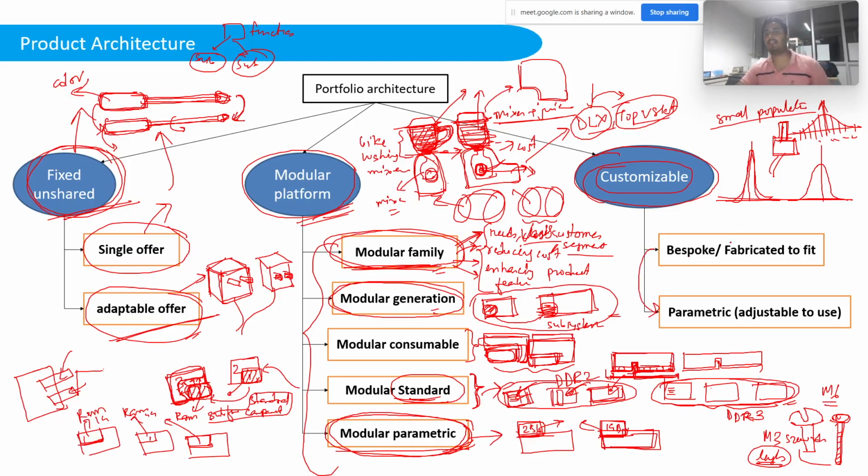In customizable products we again have two kinds. One is bespoke, which is customized as per user requirements at the time of designing. The other one is designed for general use, however it has some functionality so that it can be adjusted for a different population or different purpose.